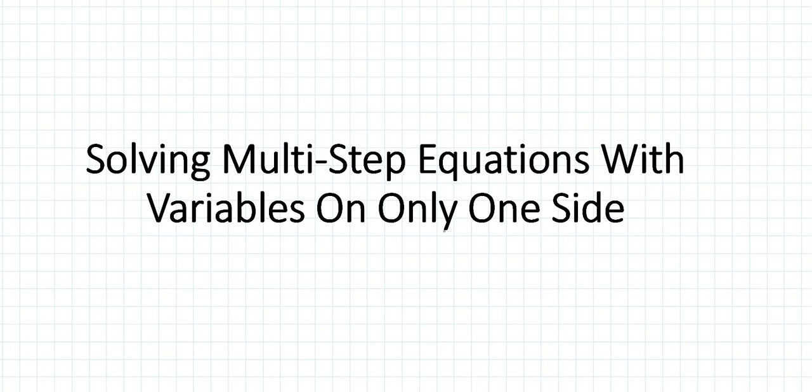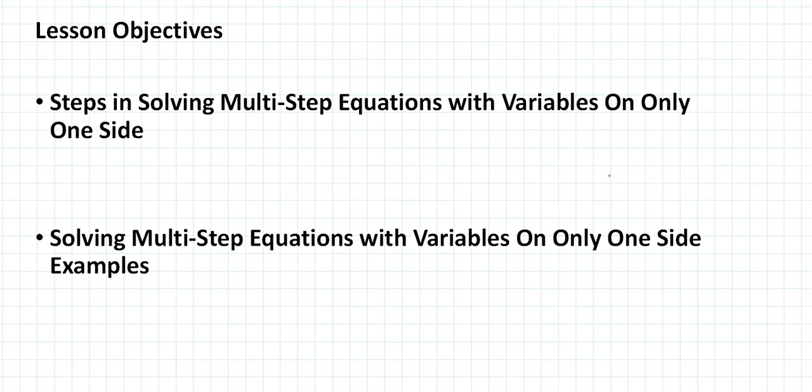Sometimes when you have equations, you may have variables on only one side of the equation. In this lesson, I'll be showing you how to solve multi-step equations with variables on only one side. We're going to look at the steps that are best followed to solve this type of equation, and then we're going to walk through some examples together.